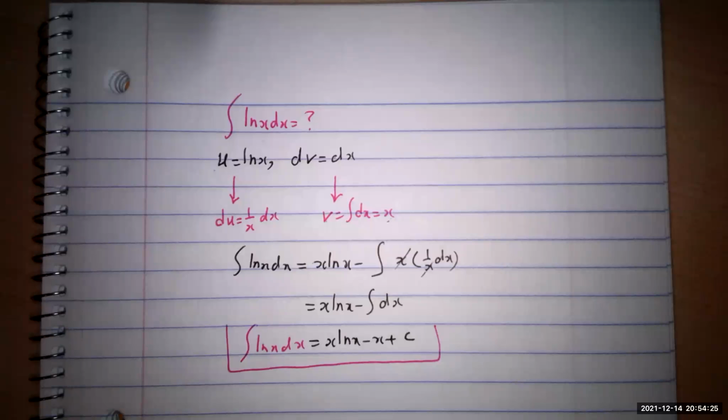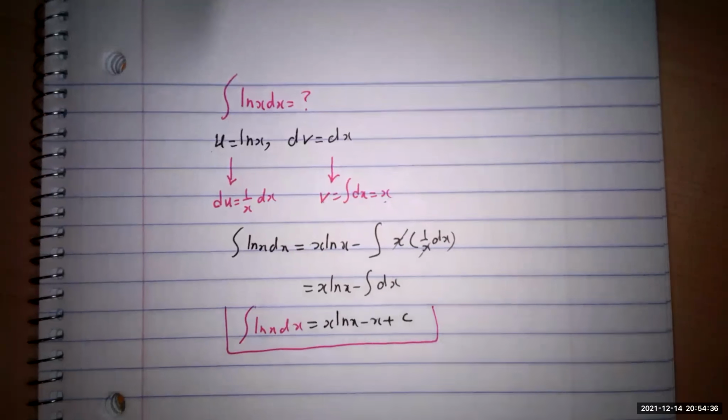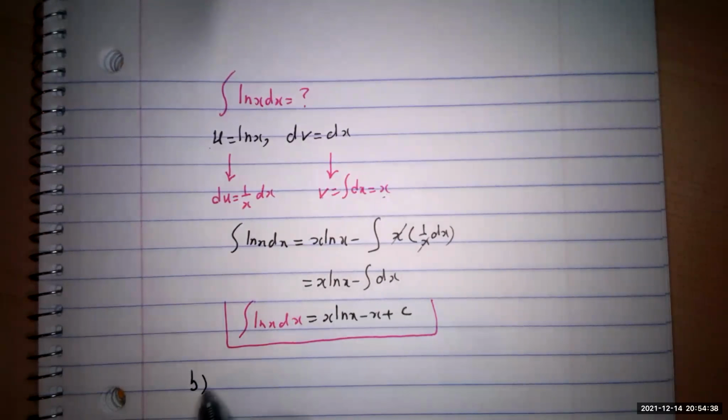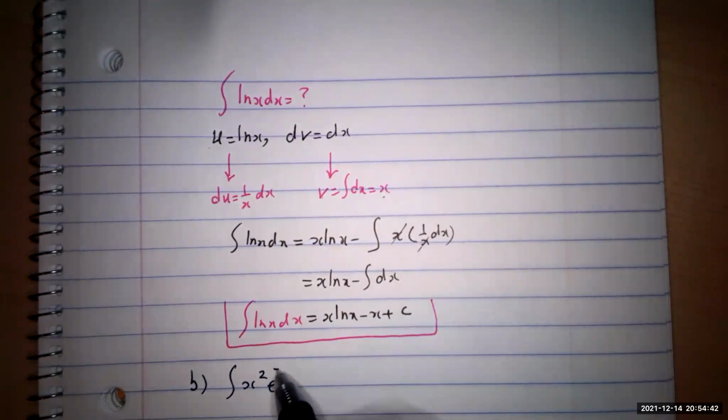The type 2 is with the exponential function that we give a shortcut. We can use these methods, but it takes time to be able to do it. So we let you use the shortcut for the second part. So that's part B, the integral of x squared e to the negative 2x dx.